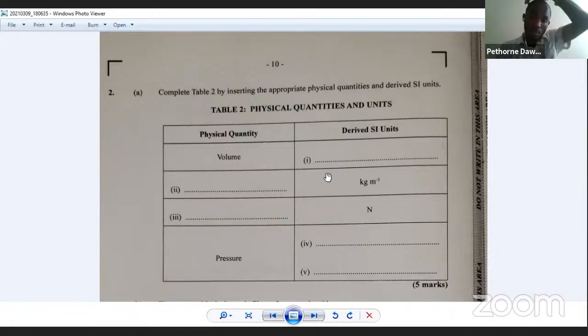Now, this is where I'd really want to get some feedback, because I know, you know I know, but I don't know if you know. So I want to find out from you, anybody, what your thoughts are on this table. For the physical quantity of volume, what would be the derived SI units? All right. Let me see how many persons are here. Nobody wants to talk.